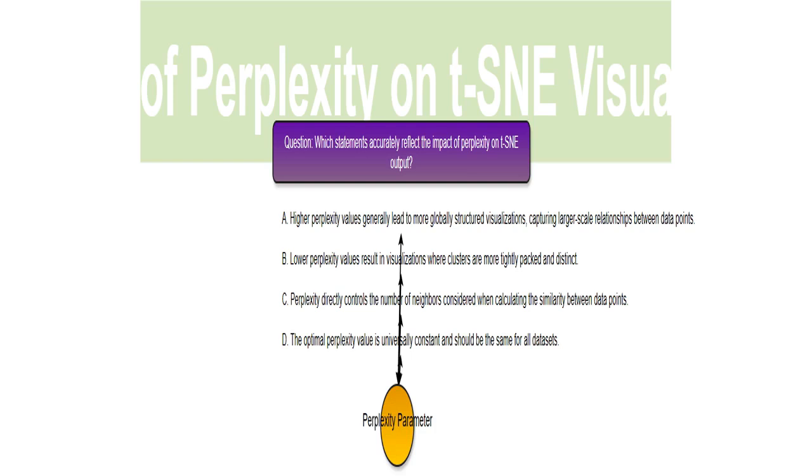TSNE uses perplexity to find the best balance between local and global structure in your data. High perplexity values let you see the big picture, revealing broader patterns. Low perplexity, on the other hand, gives you a close-up view highlighting local clusters.